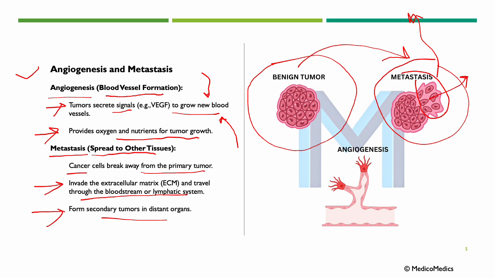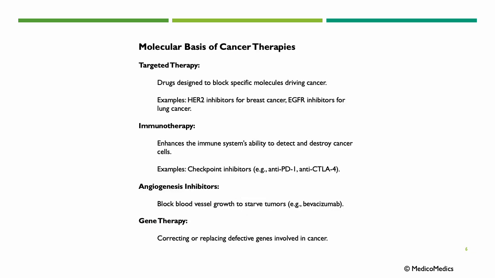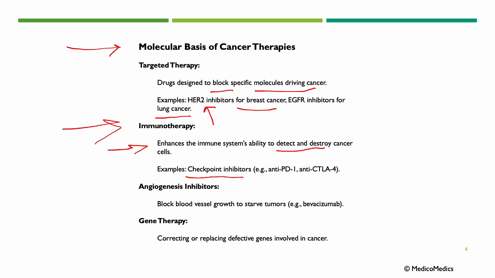So let's examine how our understanding of cancer biology has led to targeted therapies. Now, targeted therapies are drugs designed to block specific molecules that are driving cancer. Examples of these include HER2 inhibitors for breast cancer, EGFR inhibitors for lung cancer. What about immunotherapy? Well, enhancing the immune system's ability to detect and destroy cancer cells. Examples could be checkpoint inhibitors like anti-PD-1 or anti-CTLA-4.